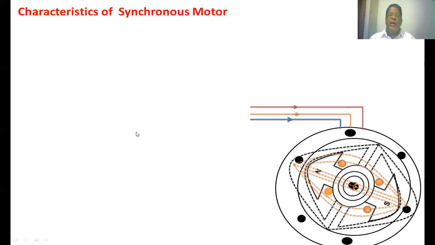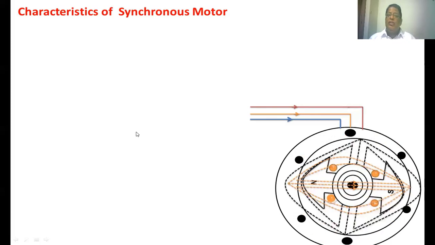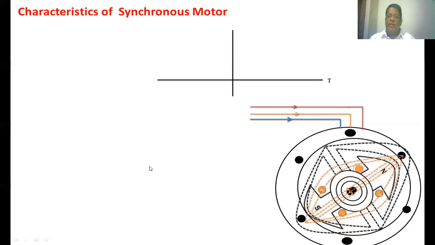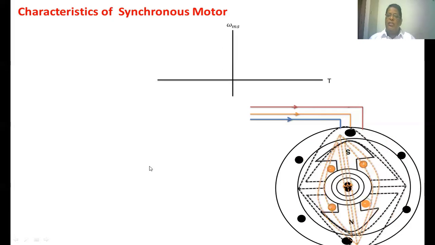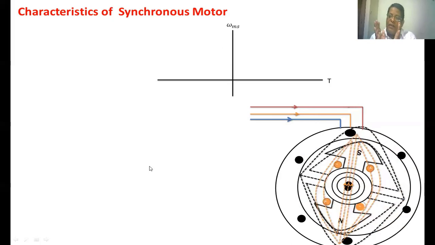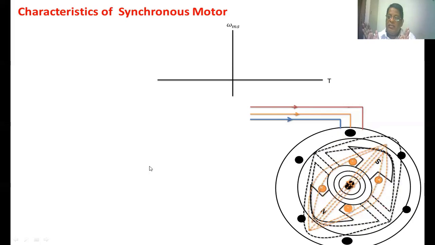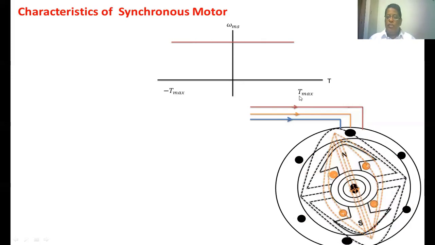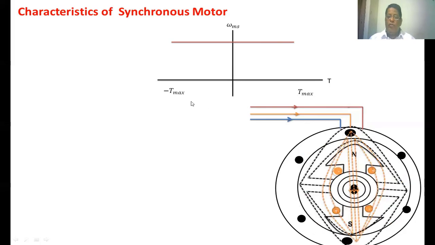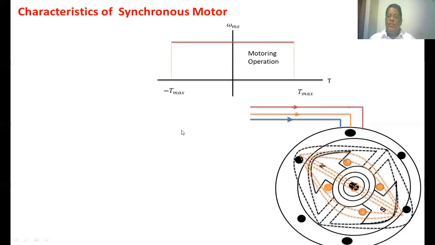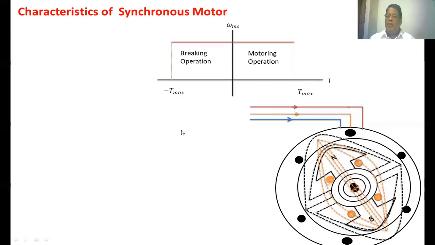Now we are going to see the characteristics of a synchronous motor. On the x-axis we have taken the torque, on the y-axis the speed of the synchronous motor. As the torque increases, the angle between the stator flux and the rotor flux increases, but the speed of the motor is constant. This is the maximum torque developed in the motoring mode. Minus P maximum is nothing but a braking operation. This is motoring operation. This is the braking operation.